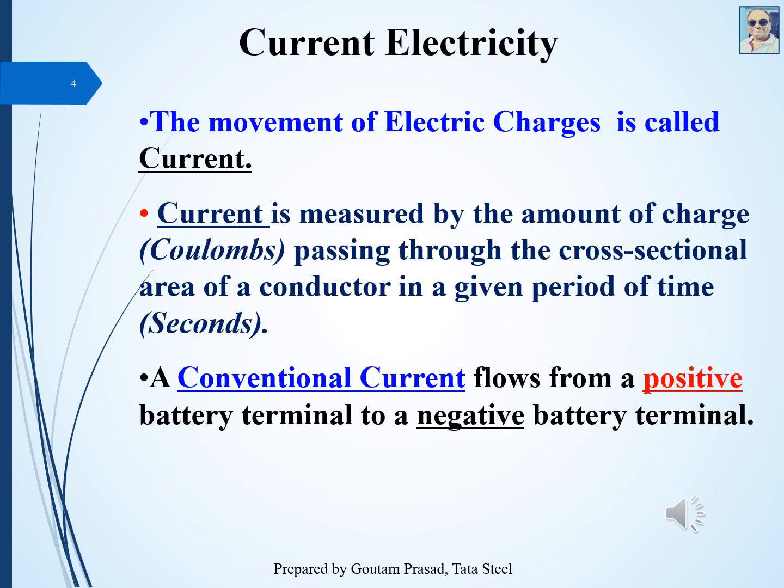Now going to the next slide, moving forward. Current electricity is the movement of electric charge in a conductor. The current is measured by the amount of the charge passing through a particular cross section of the conductor in a given period of time. So that is why current is measured in coulombs per second. And a conventional current flows from the positive battery terminal to a negative battery terminal. That's the conventional direction of flow of the current.